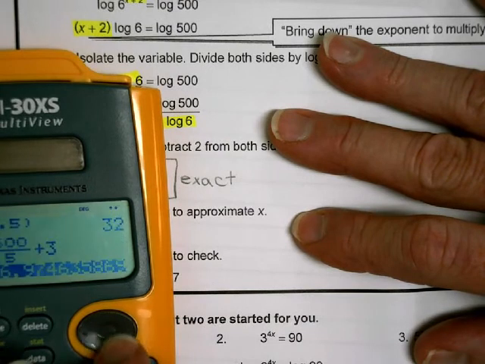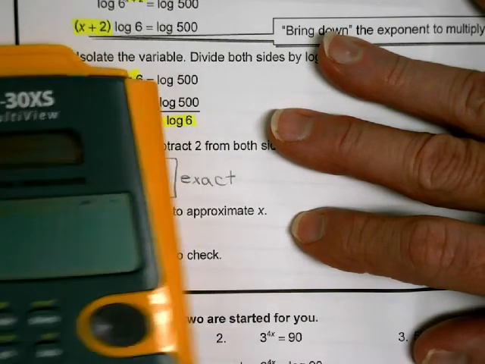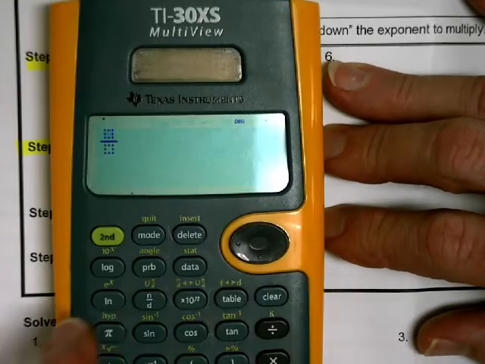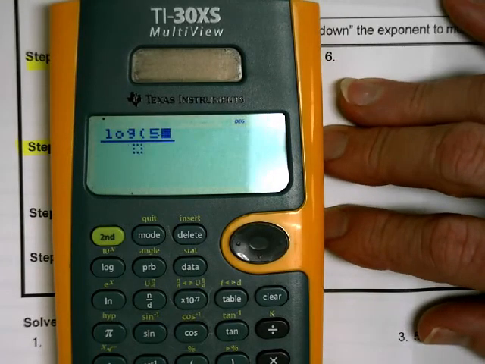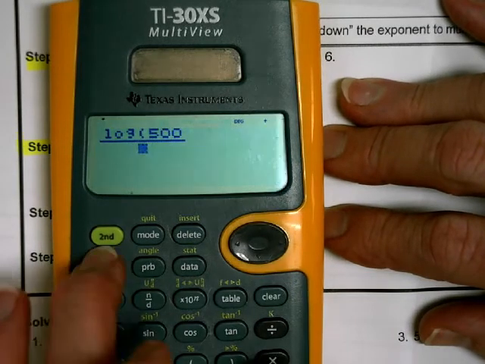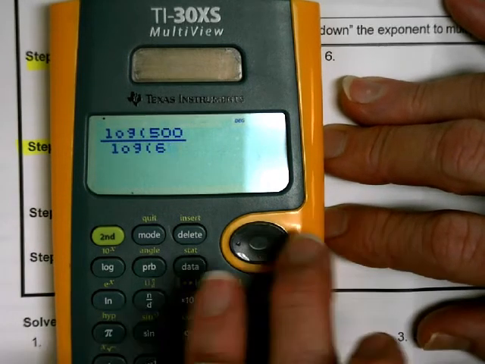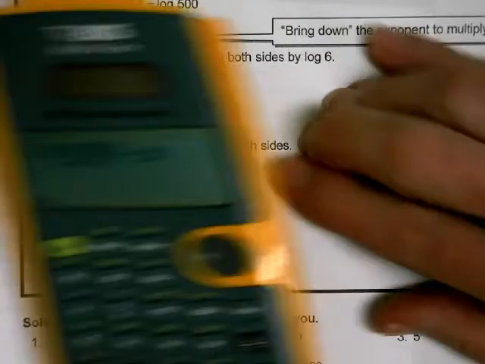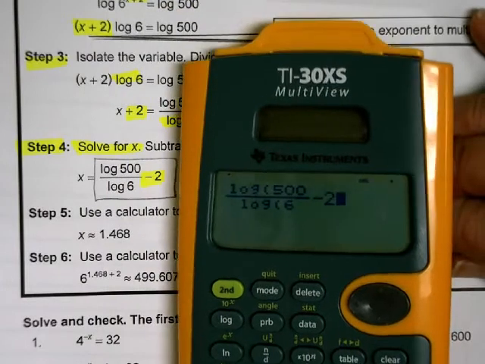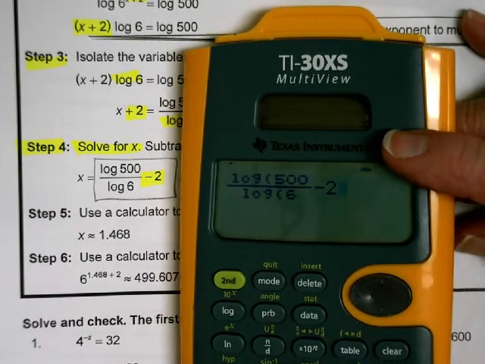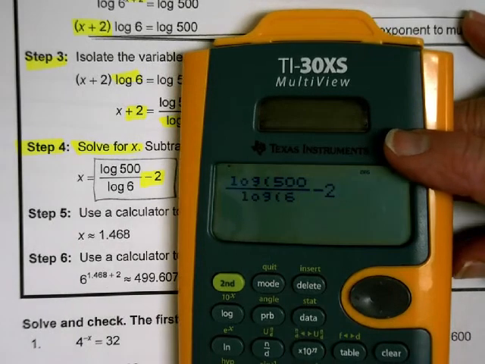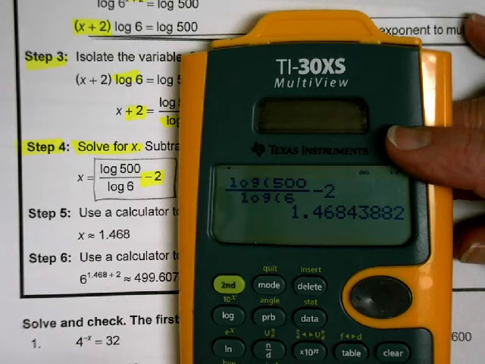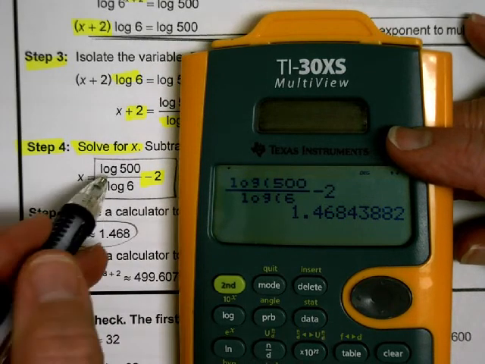Oops. I was messing around. There we go. Put my fraction, my log 500 goes first, over my log of 6. And then I'm going to subtract 2. Does that look like I'm doing it right? I'm lazy. I didn't close out my logs, but I think because I'm moving out of the fraction, it's okay. And then you round usually to 3 decimal places. So this is the approximate.